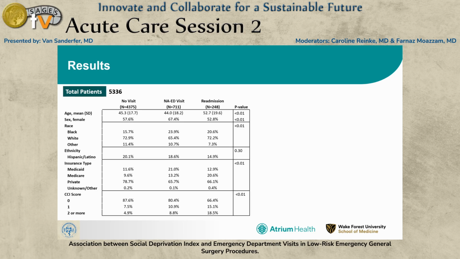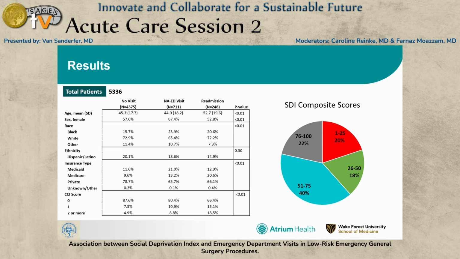In total, 5,336 patients were identified. Those with NAED visits were more likely to be younger, female, Black, and have Medicaid insurance. Here's a breakdown of our composite SDI scores. We had a disproportionate amount of patients between 51 and 75.